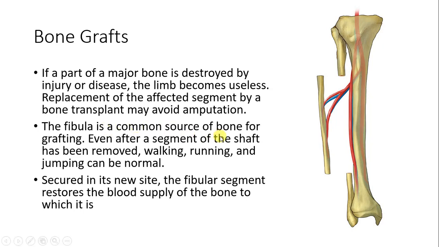The fibula is a common source of bone grafting, and after a segment of the shaft has been removed, walking, running and jumping can be normal. That's why the shaft of the fibula can be used. It is secured at its new site, the fibular segment, by taking the nutrient artery with it. So bone grafts can be used for a part of the bone somewhere else.